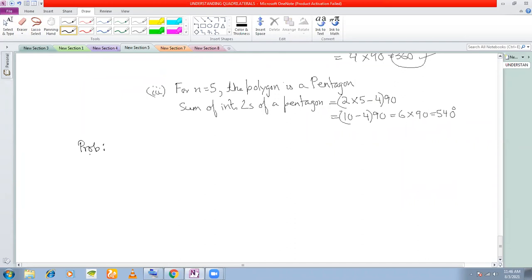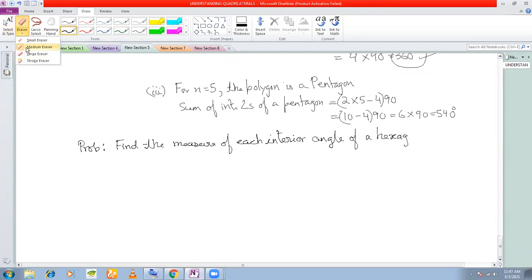Problem. The question is, find the measure of each interior angle of a hexagon, of a regular hexagon, let's say.